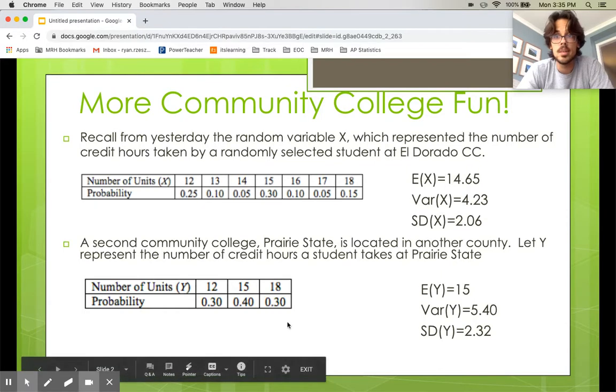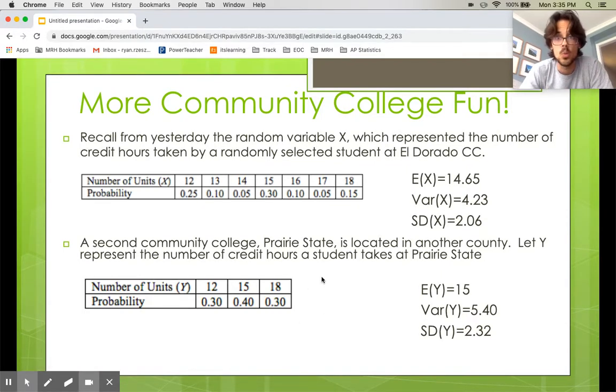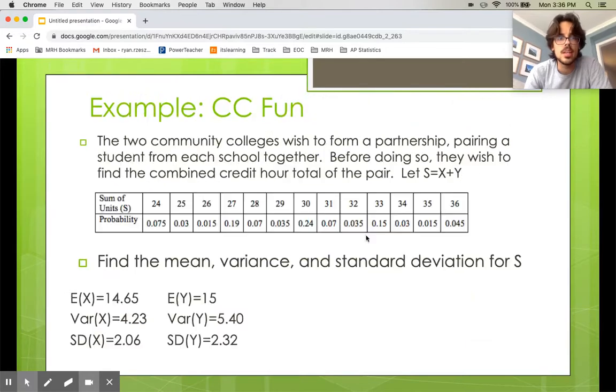The second table is a new data set. This is a second community college where you can only take 12, 15, or 18 credit hours. Those are the only options available. You can't do 13 or 17. And what's going to end up happening in this problem is we are going to take those two separate tables and we're going to pair up a student from the first community college with a student from the second.